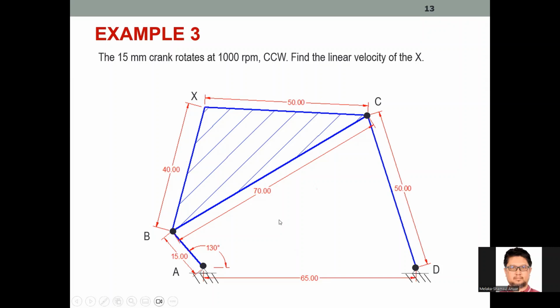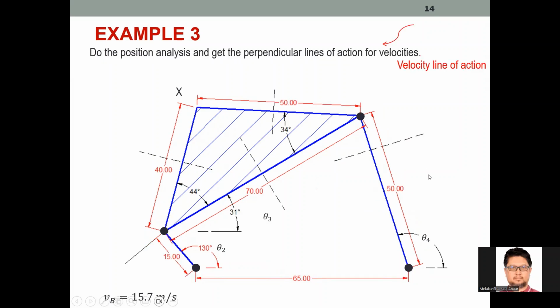Okay, if I can use my pen here. Here we have link number 1, always at the ground. So this is link number 2. This whole thing is link number 3. And lastly, the last one is link number 4. All right.